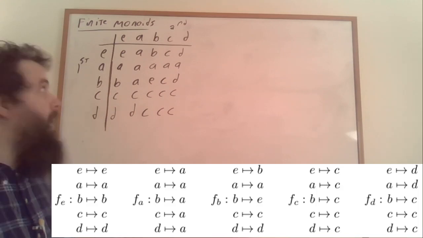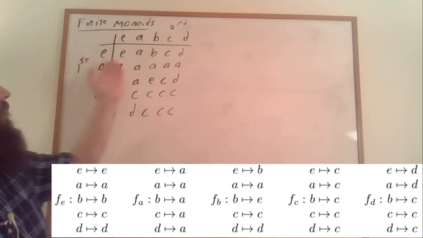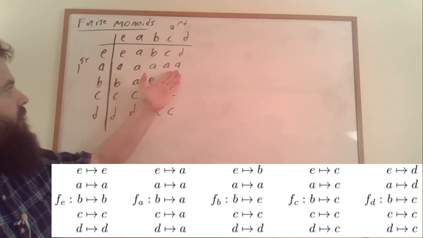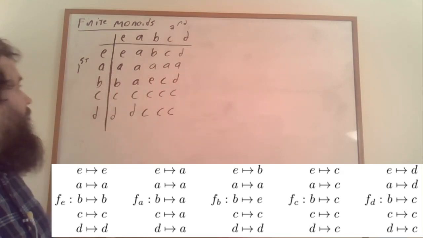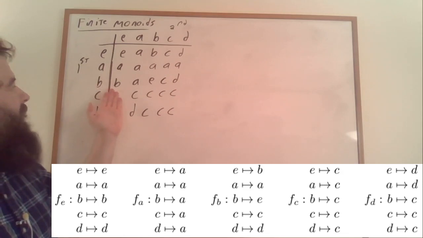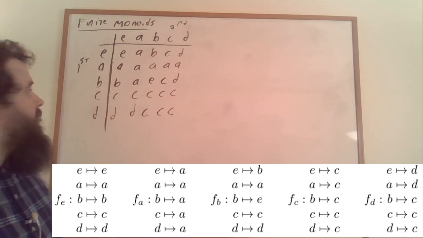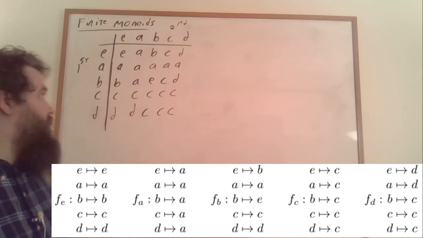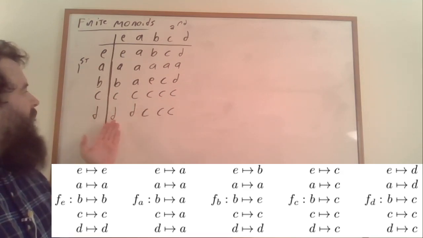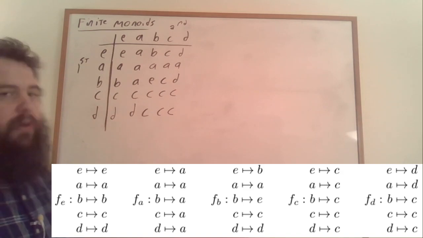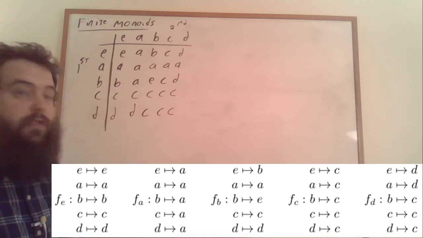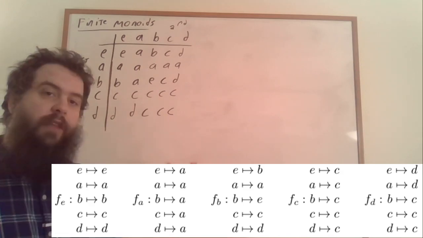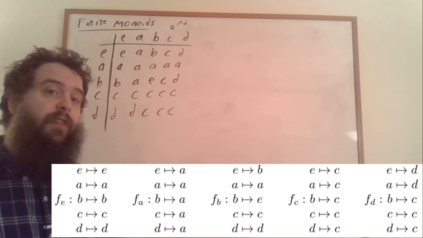As we would expect, f sub e is just the identity function. F sub a winds up being a constant function, just outputting a. F sub b winds up being some permutation. F sub c winds up being another constant function. And f sub d winds up being somewhere in between a permutation and a constant function. Just as before, true multiplication facts in our monoid translate into true composition facts for our functions.